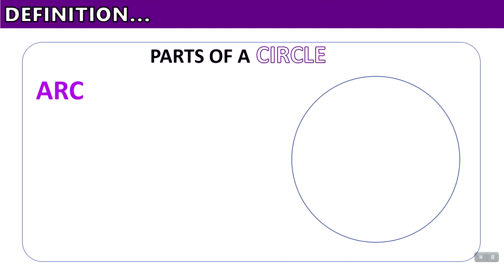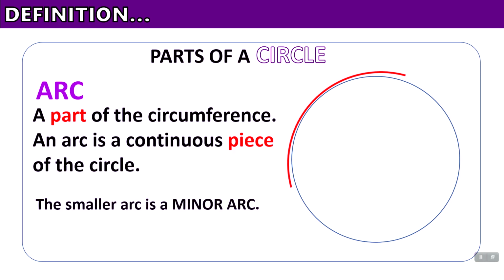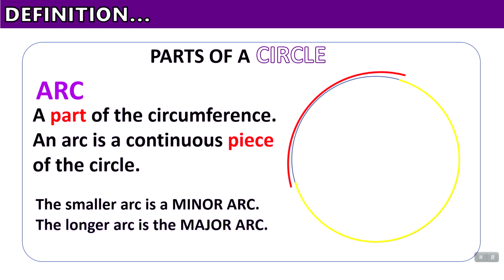An arc is a part of the circumference. It is a continuous piece of the circle. So any section of the circumference we call an arc. There is a smaller arc, which is known as the minor arc, and then the larger arc, which is known as the major arc.